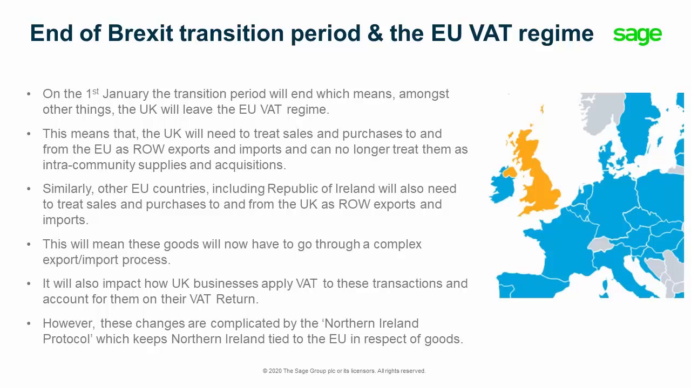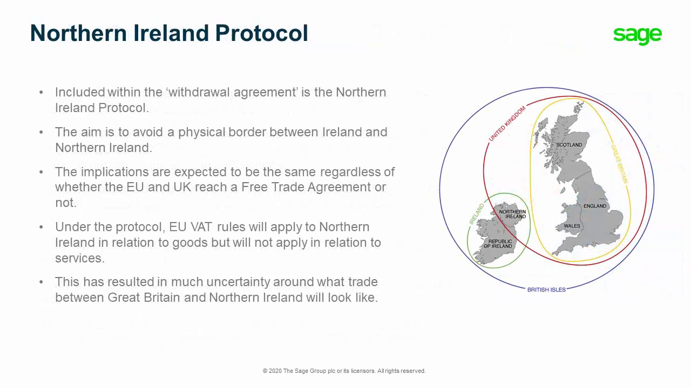This will mean these goods will now have to go through a complex export-import process. It will also impact how UK businesses apply VAT to these transactions and account for them on their VAT return. However, these changes are complicated by the Northern Ireland Protocol, which keeps Northern Ireland tied to the EU in respect of goods. So what do we mean by the Northern Ireland Protocol?